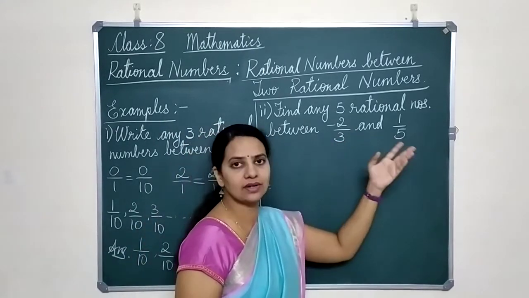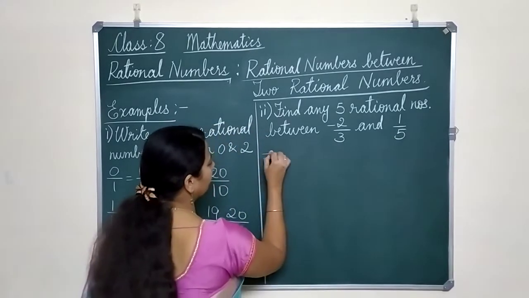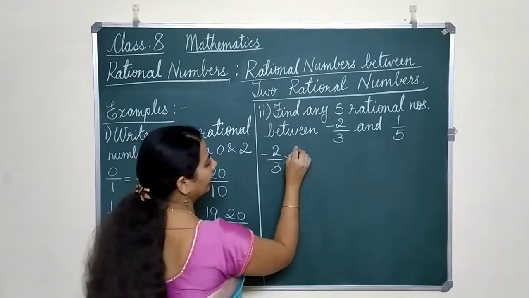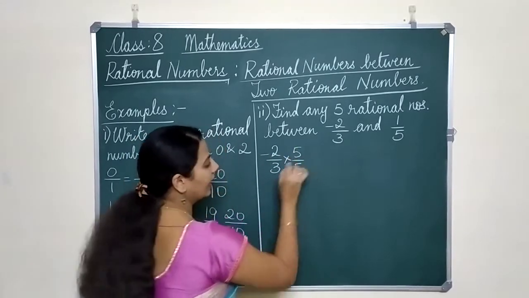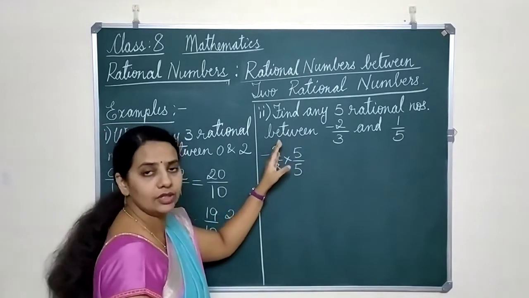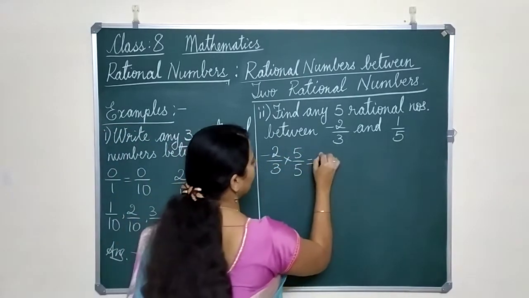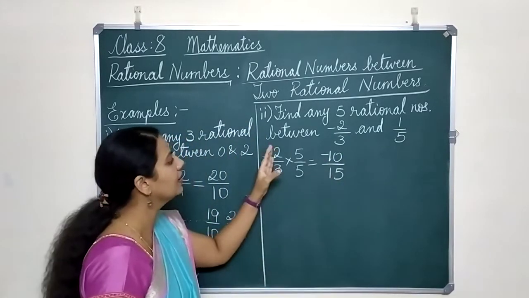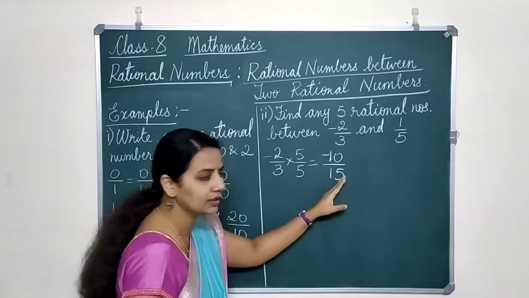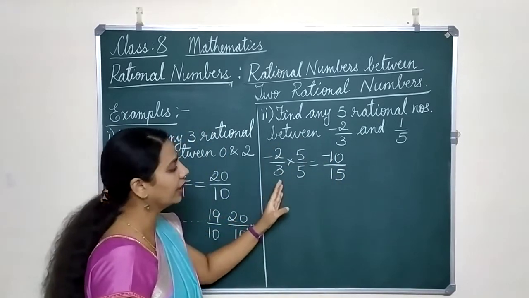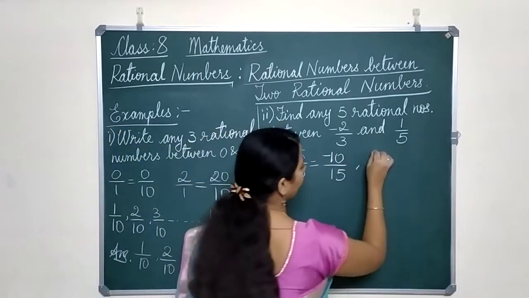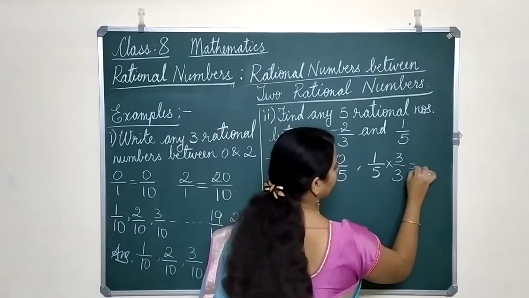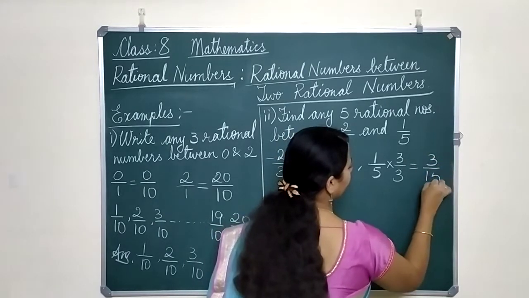LCM of 3 and 5 is 15. So how do you get that 15? You just multiply minus 2 by 3 by 5, both numerator and denominator. Multiply both numerator and denominator by 5. You get minus 10 by 15. Minus 10 by 15 is an equivalent fraction of minus 2 by 3. The same way, 1 by 5 into 3 by 3 gives you 3 by 15.